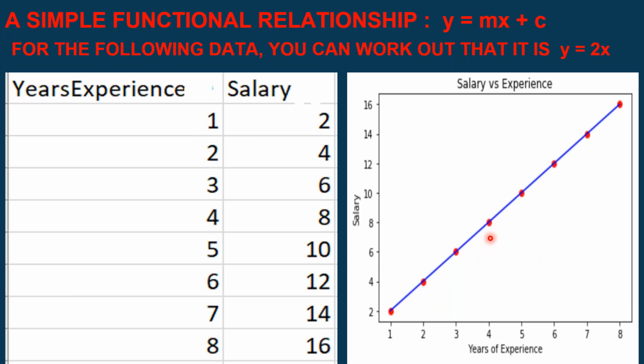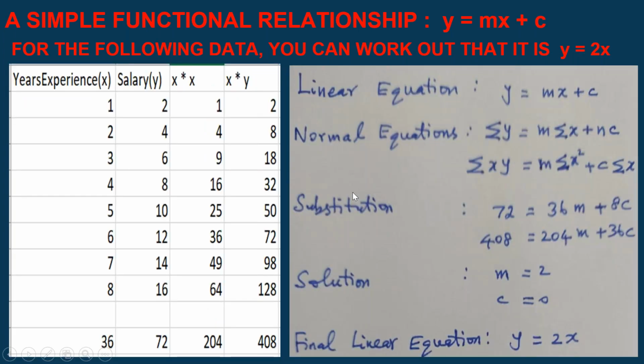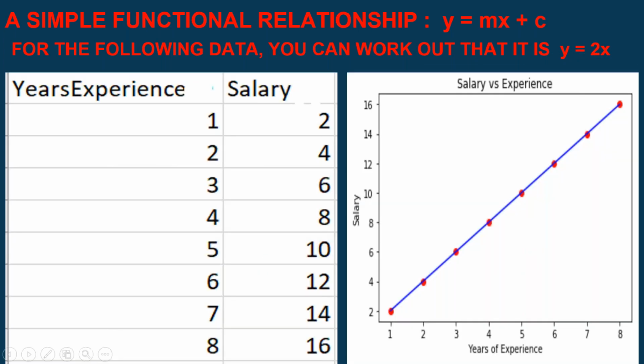You join all these points. You would have studied in school that the equation of this straight line is nothing but y is equal to 2x. So there are various ways of finding the regression equation. If the data is really so simple, you can guess it, or you can use a statistical procedure, or you can use a graphical procedure.